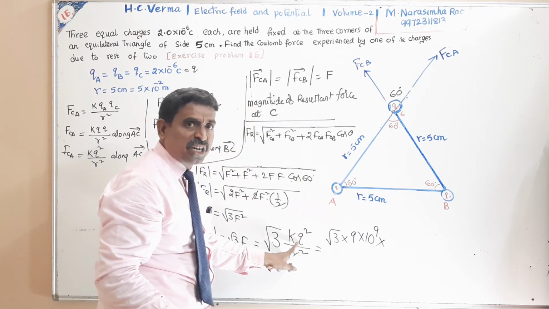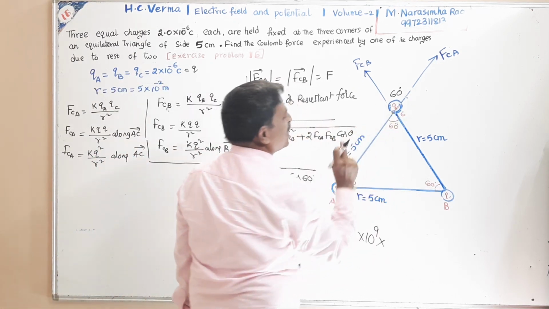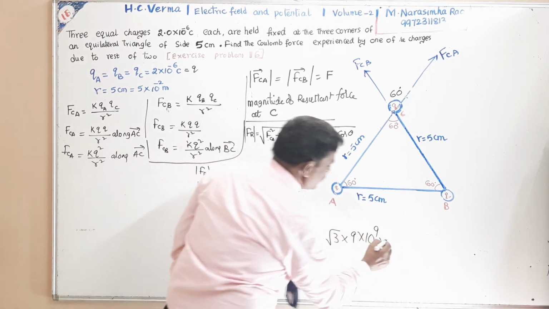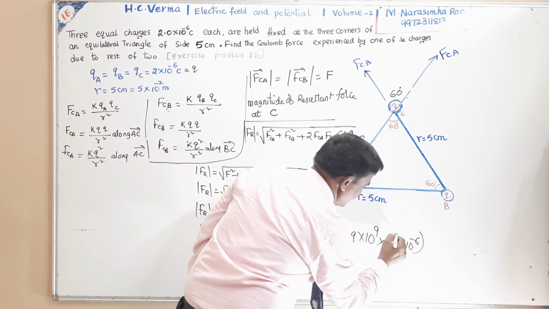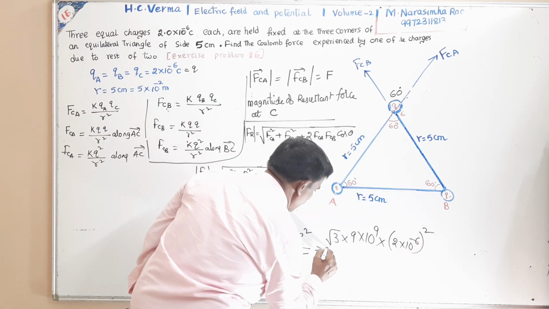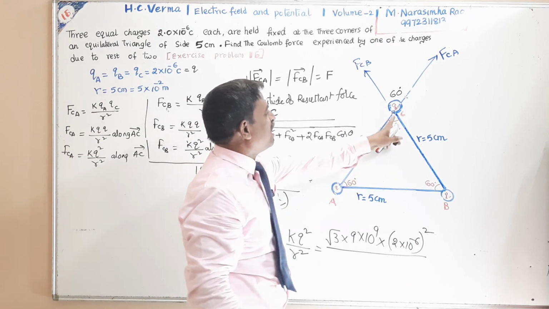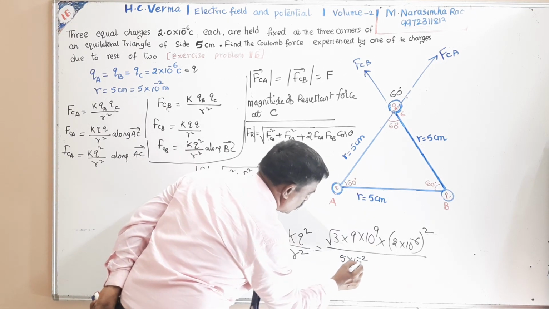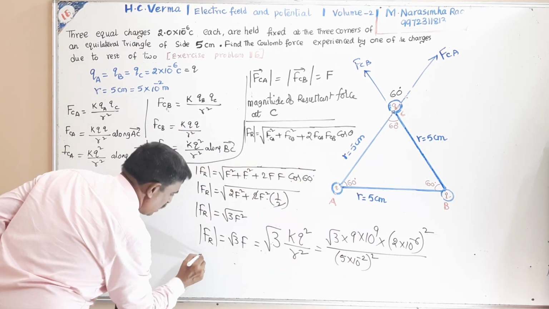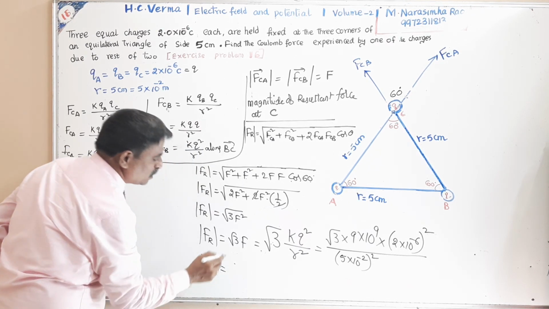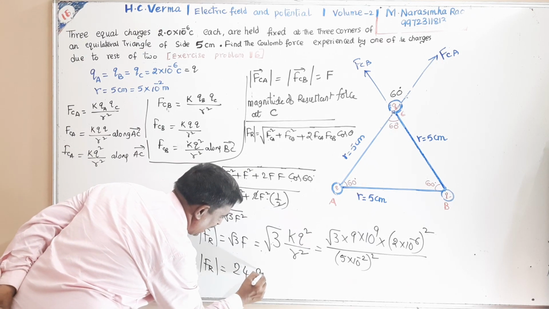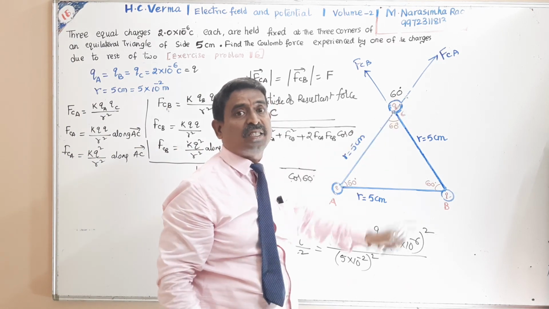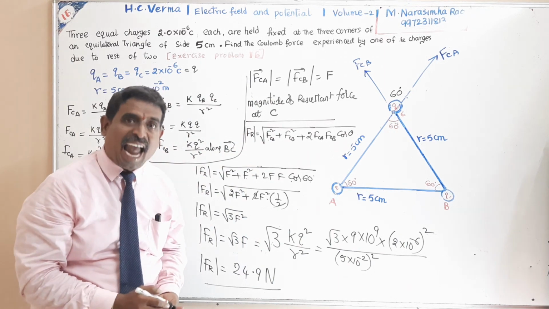Q means charge. The charge at each place is the same, with magnitude 2 into 10 power minus 6. R means 5 centimeter, that is 5 into 10 power minus 2 meter, whole square. Now if you solve this, we are getting 24.9 Newton. At the point C, on this charge, 24.9 Newton force is acting.